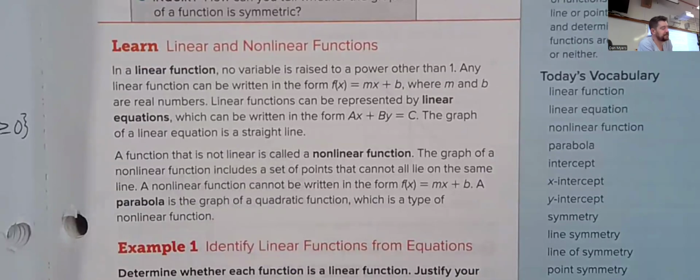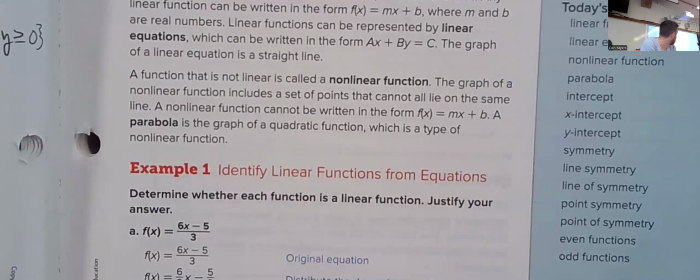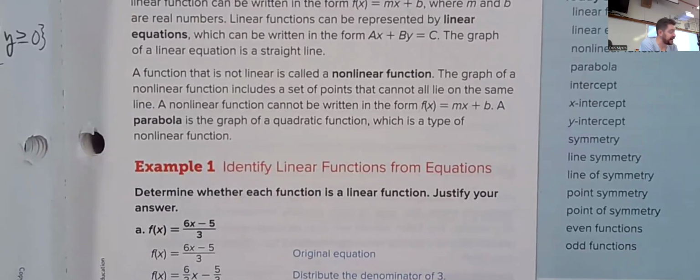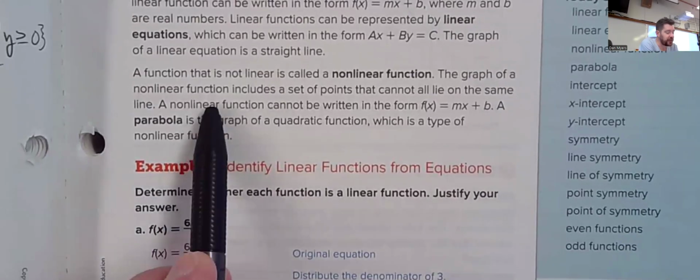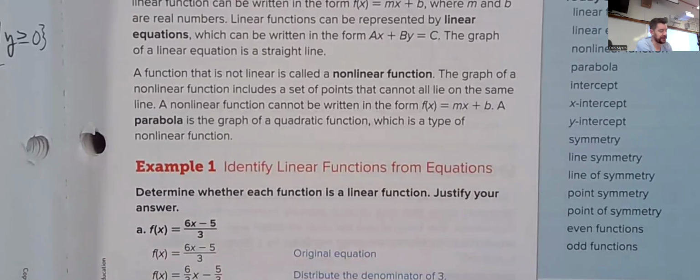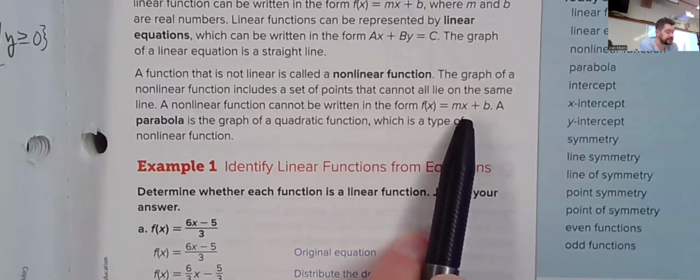That's amazing. All right. A function that is not linear is called, this is not a big stretch, a nonlinear function. The graph of a nonlinear function does not make a straight line. It includes a set of points that cannot all lie on the same line, so it doesn't end up making a straight line. A nonlinear function cannot be written in the form of y equals mx plus b.